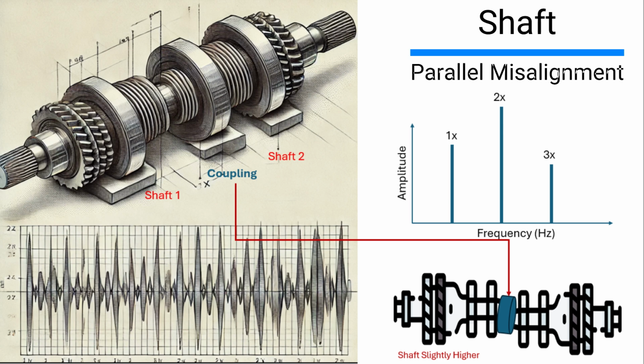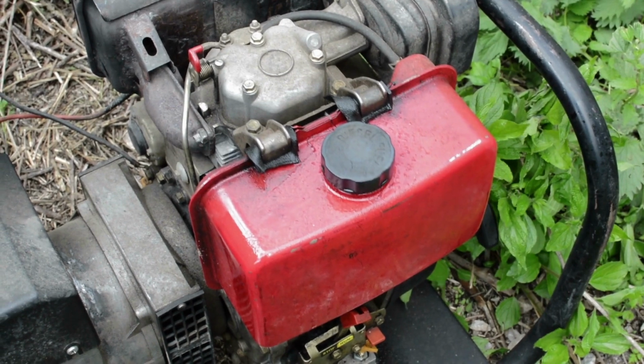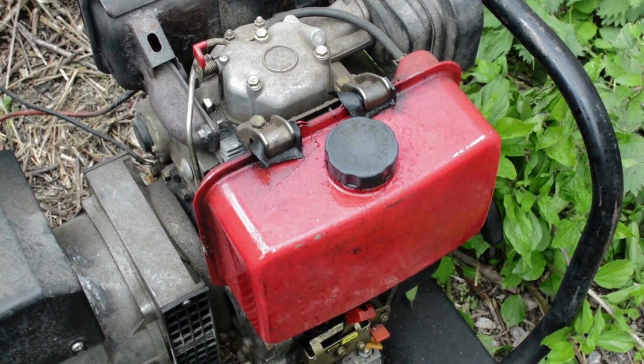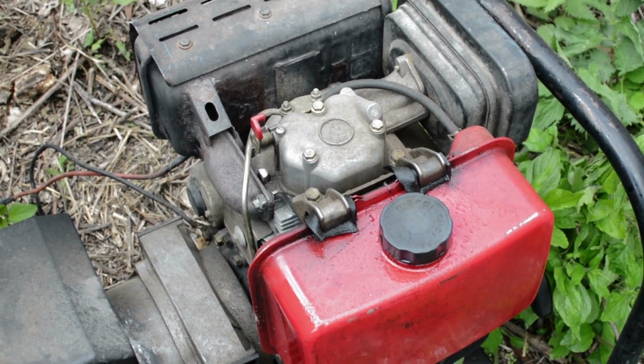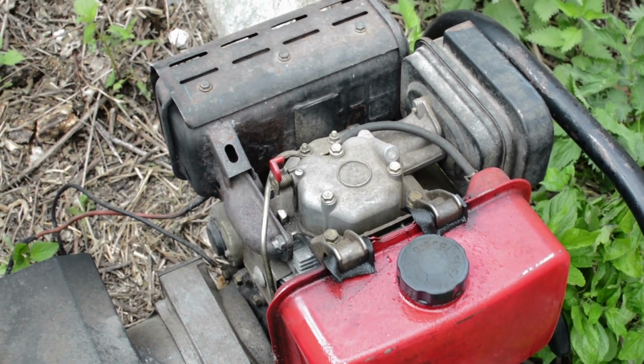One of the shafts is slightly higher than the other. In industrial applications, a motor is often connected to a pump using a coupling. If the shafts of the motor and the pump are not perfectly aligned but remain parallel, meaning their center lines are offset but not angled, parallel misalignment occurs. This can happen when the pump or motor is installed slightly higher or lower than the other due to uneven mounted surfaces or improper installation practices.